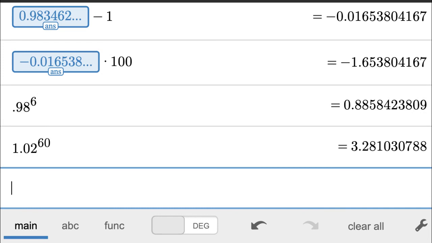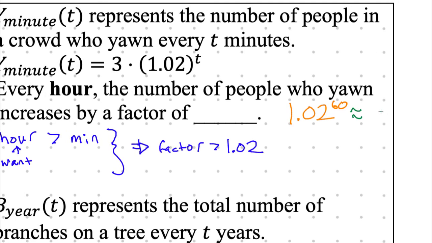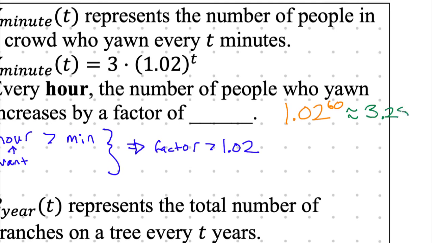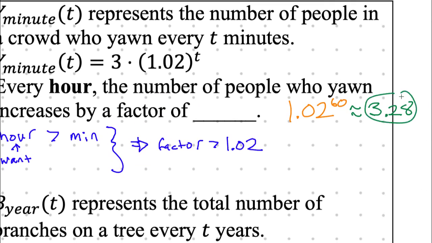I'm just going to round to 2 decimal places now. I know I'm kind of all over the place. 3.28. So it's approximately equal to 3.28. And that's the factor it's looking for. Whenever you see the word factor, just write whatever the base is. This is the base, 3.28, now to the power of t, so it's going to be 3.28.